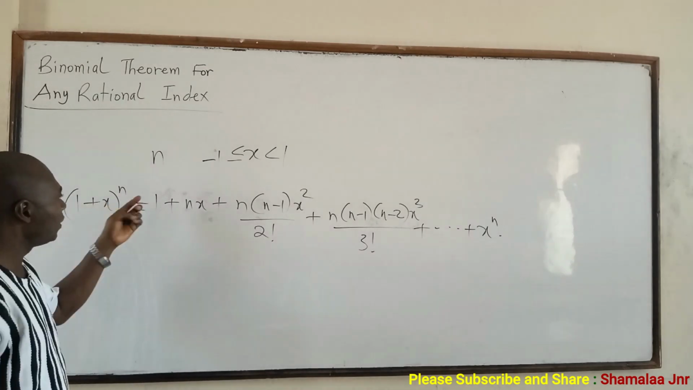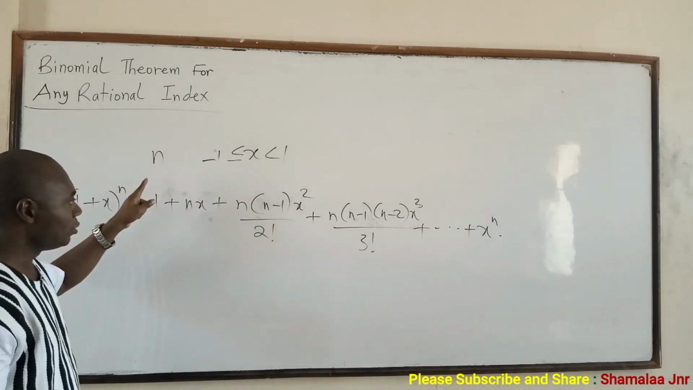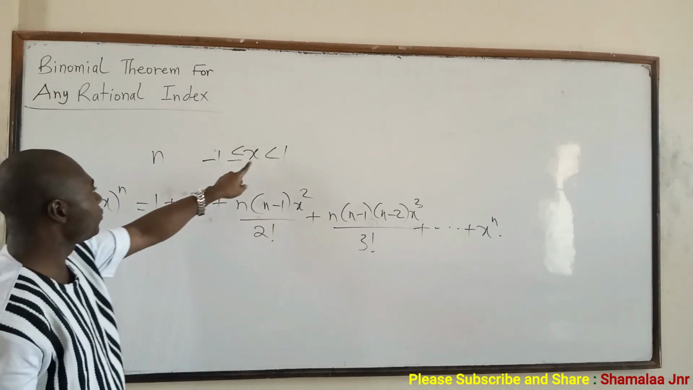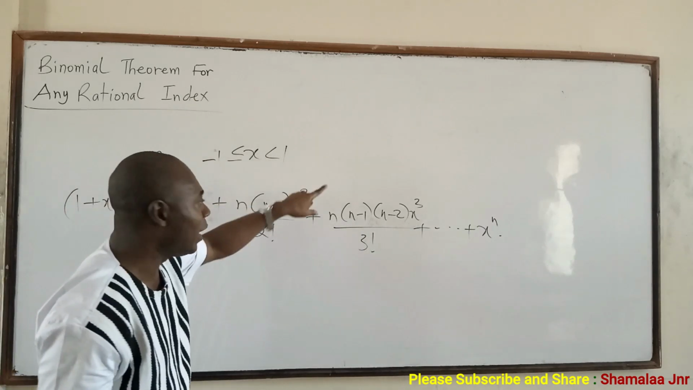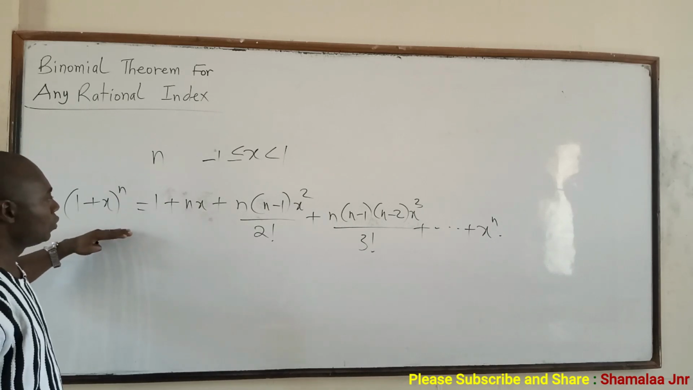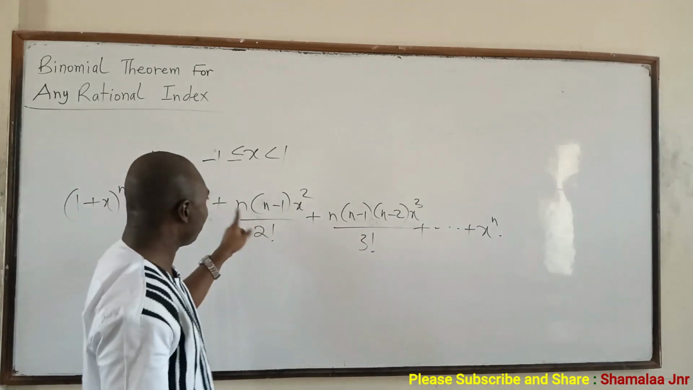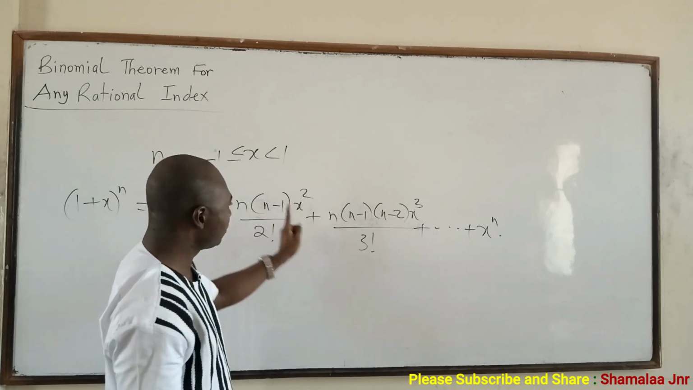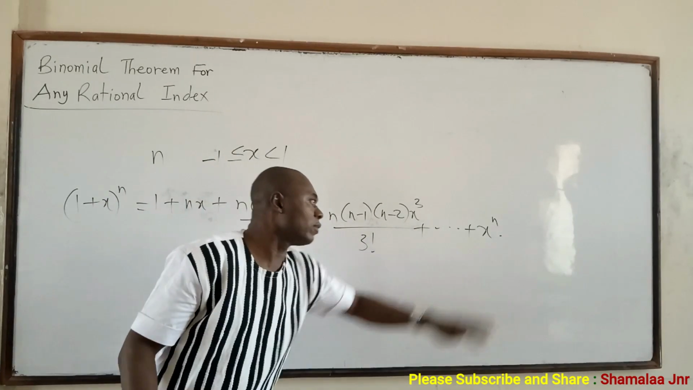That is, if n is any rational value and x is greater than or equal to -1 but less than 1, this one holds. Yes, this holds. You see, look at it, it follows a pattern.